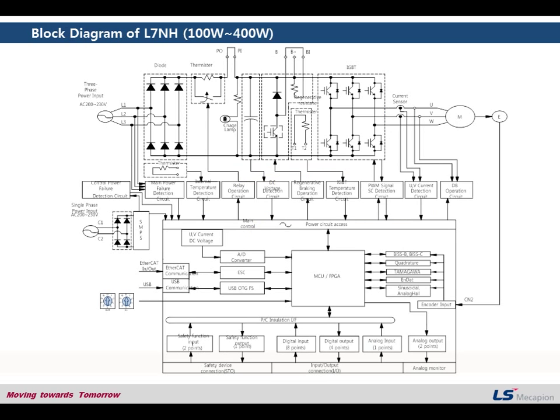This is a whole block diagram for L7NH drive. And the parts we will check are in the red boxes: C1, C2, and L1, L2, L3, PO, PI, and B, B plus, BI.